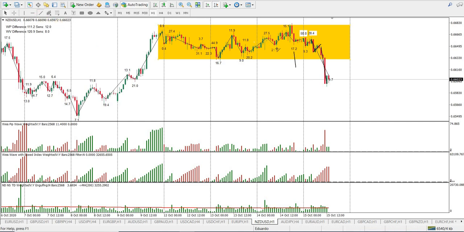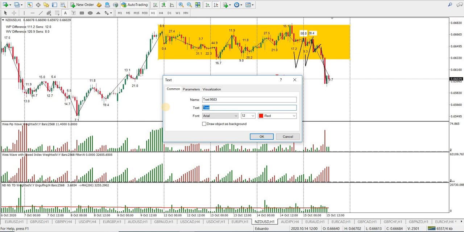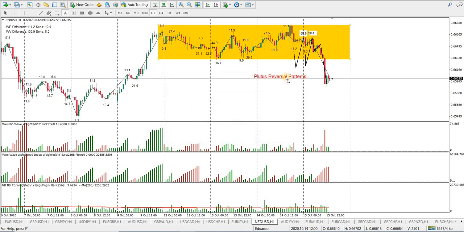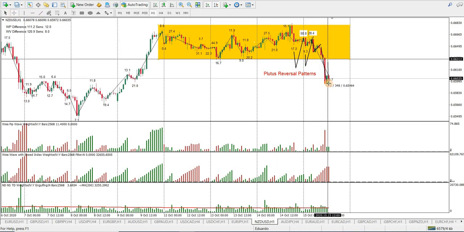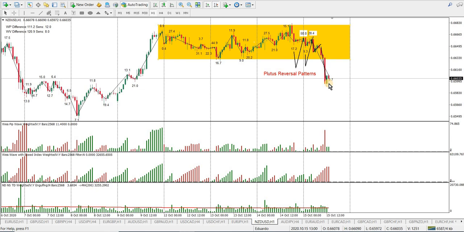This is the magic of speed index. Okay, these two, these are Bluetooth reversal short patterns. Okay, very nice. So we're going short. Actually, I went short on this. And this is running right now, 34 something pips. Let's see another one.